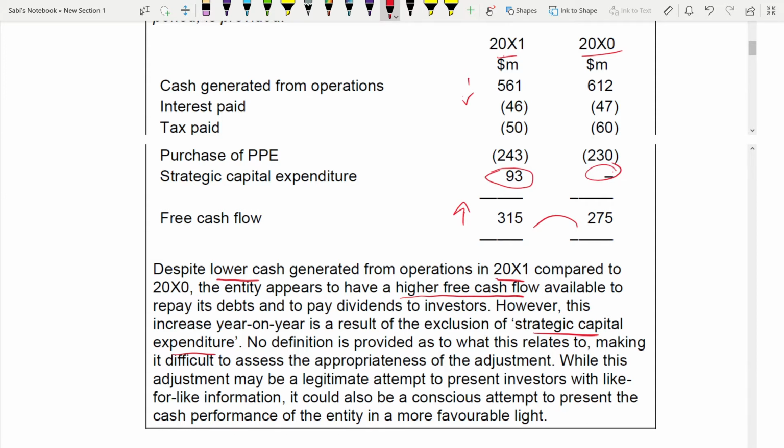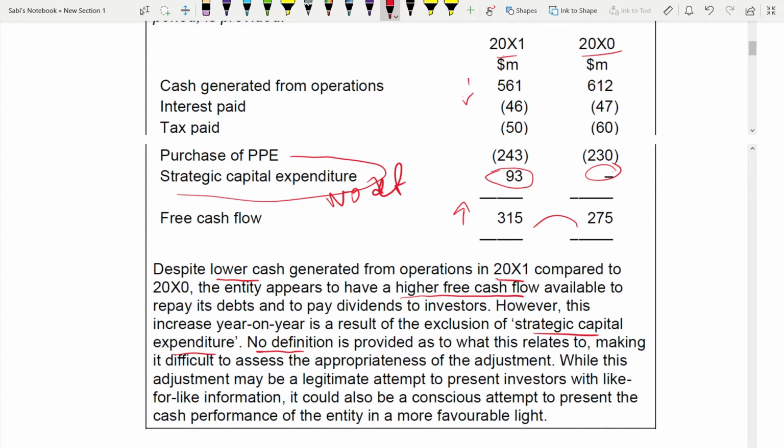Okay, another disadvantage is that no definition. No definition is provided as to what this relates to. That means what is the strategic capital all about? There is no definition. How do you arrive at that figure? All these things investors need to know.